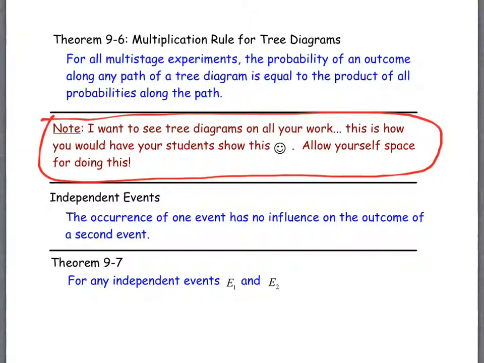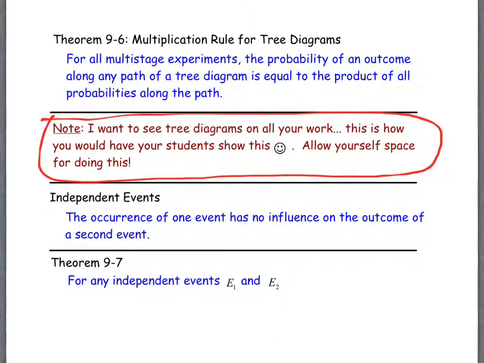All right, in our last section we talked about something called mutually exclusive. Do you guys remember that phrase? Mutually exclusive events. Do you remember what mutually exclusive events were? They had no elements in common. Okay? Very good. There's another concept that's related. It's similar, but it means something different. It's called independent events. Independent events are events that have no influence on the outcome of the other one.